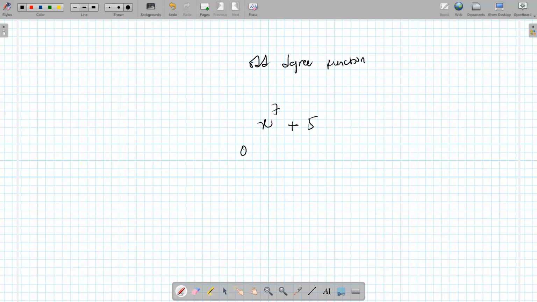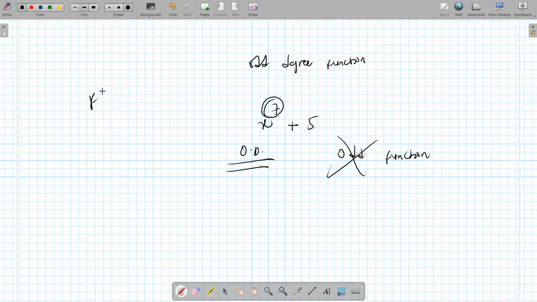odd degree function. But if you go and use our rule earlier, you're not going to get negative f of x. This is not an odd function. So that's the distinction. Odd degree and even degree only applies to polynomials. Just because something is an odd degree doesn't automatically make it an odd function. Okay?